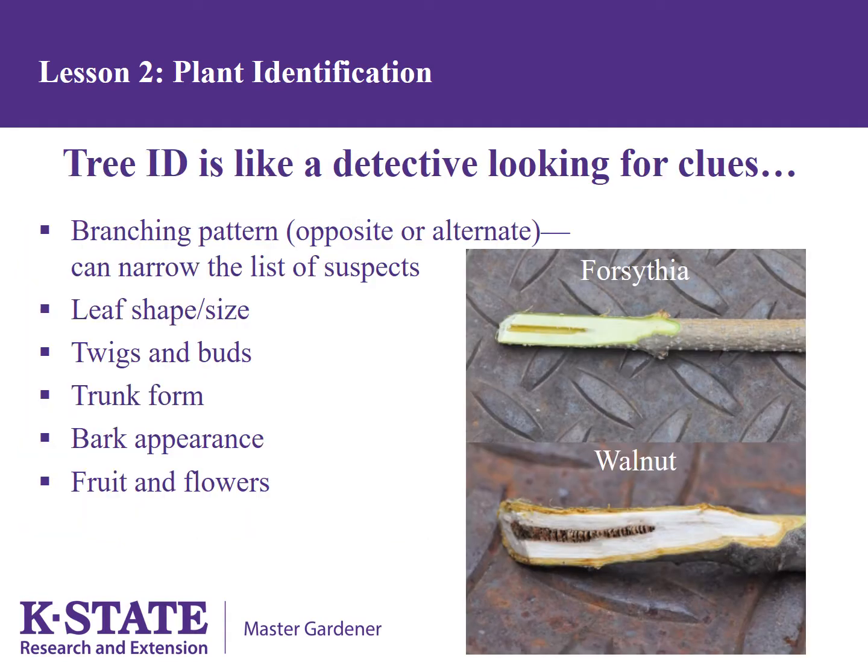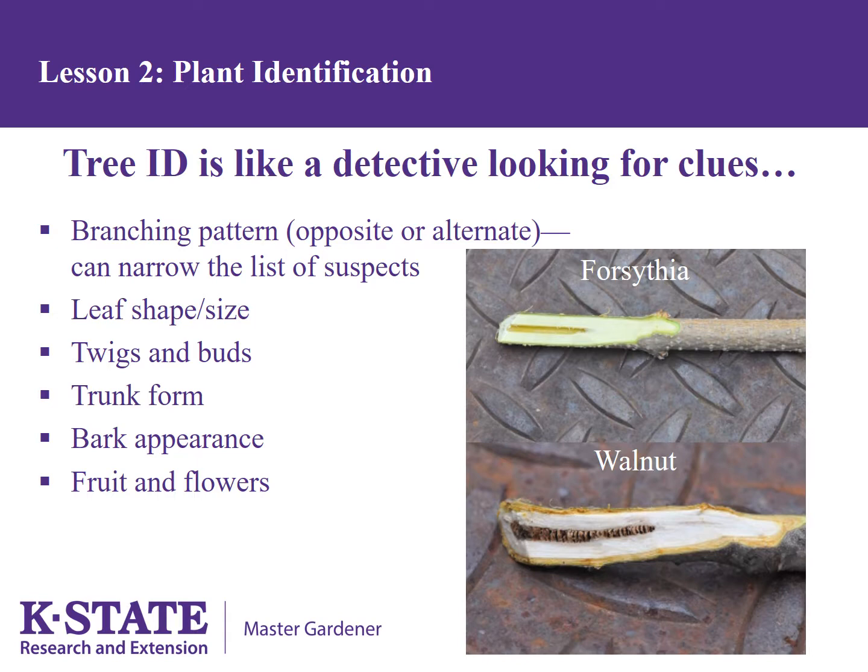So this is a listing of the characteristics of a tree that can be used for identification. The one we didn't mention thus far is the last one, fruit and flowers. They can be extremely helpful, but may not be present on the plant at the time of observation.